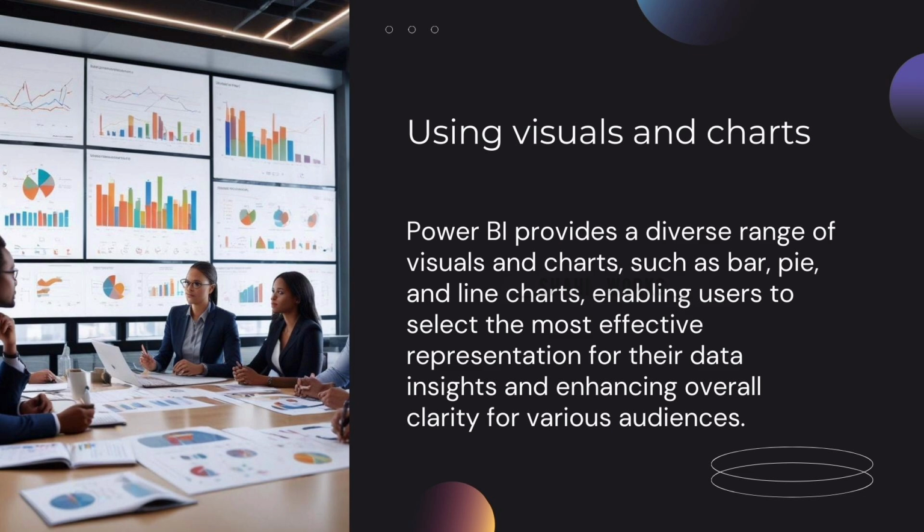Maps are used for geographic analysis. Cards are used for showing key metrics. Gauge or KPI is used for measuring performance. Scatter plots are used for showing relationships between variables.